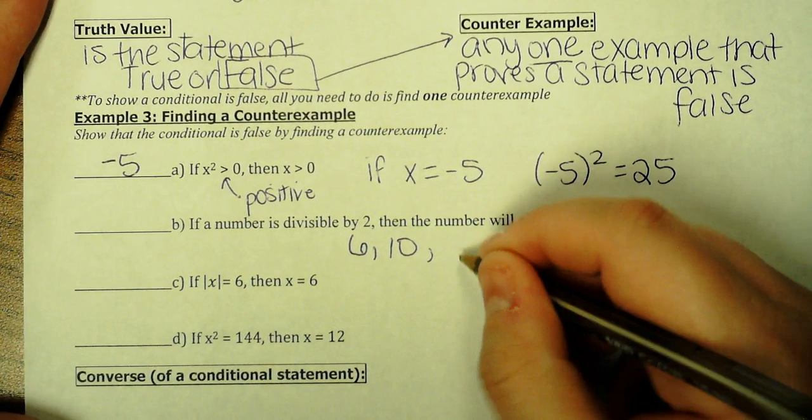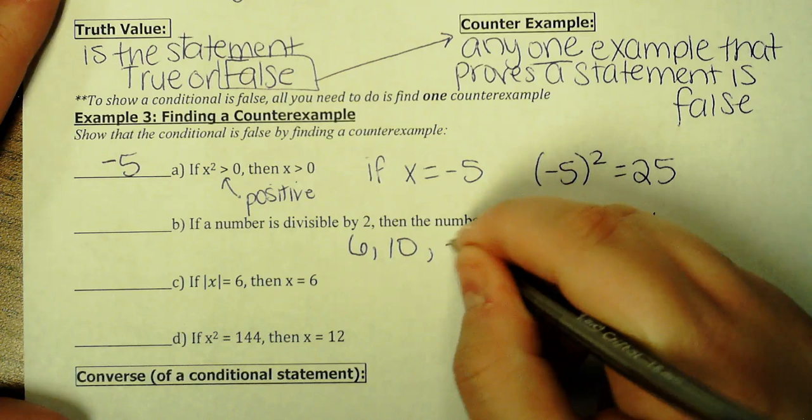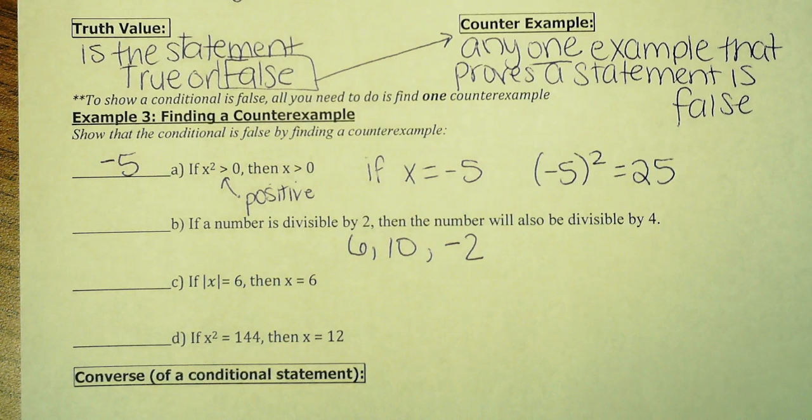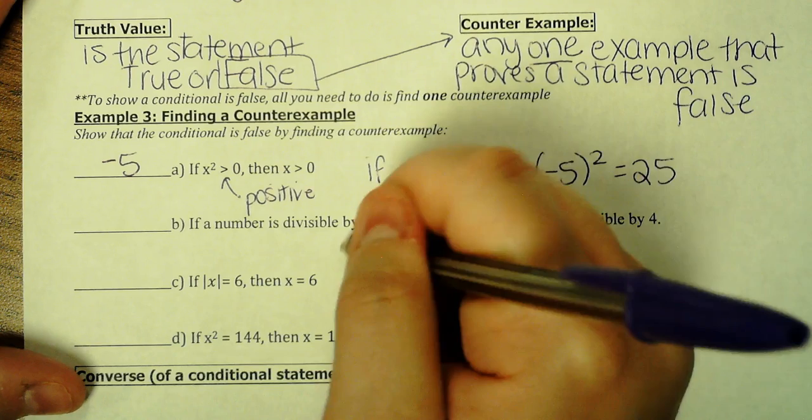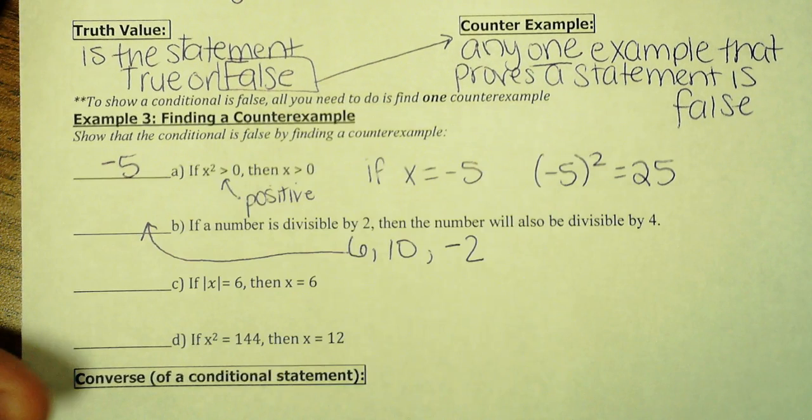You could use negative numbers. You could do -2 would be an example. I'm sorry, counterexample. -2 is divisible by 2. That would be equal to -1. It would not be divisible by 4. So lots of different options for this question.